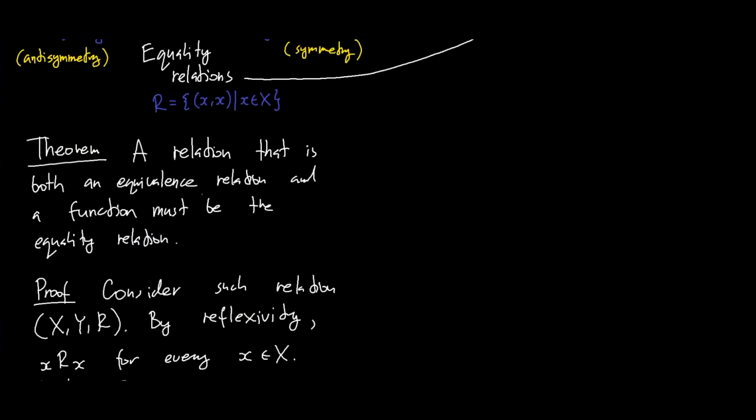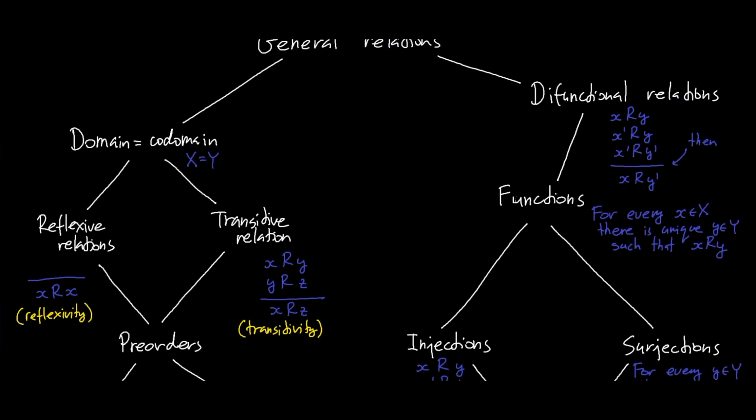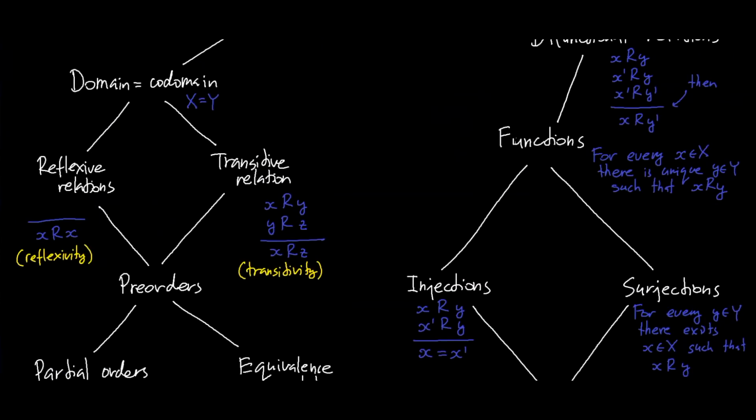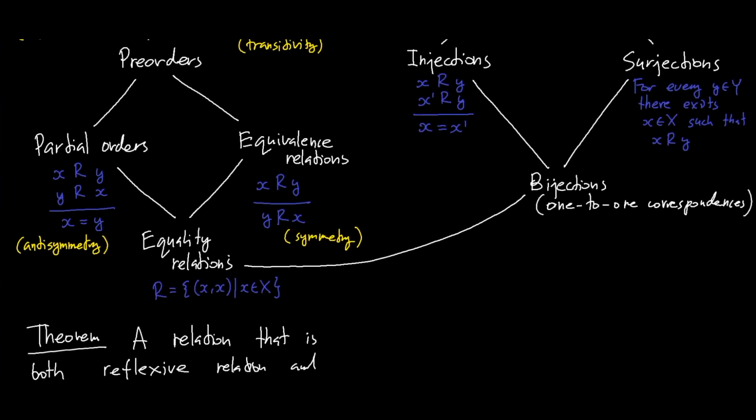So we can update our theorem further, where we say that a relation that is both a reflexive relation and a function must be the equality relation. So already these two things, when they overlap, they give us a unique possible relation, which is the equality relation. But of course, we have one equality relation for every set, right? That's why we have plural here. Otherwise, once we fix a set, there is only one relation, that's the equality relation.